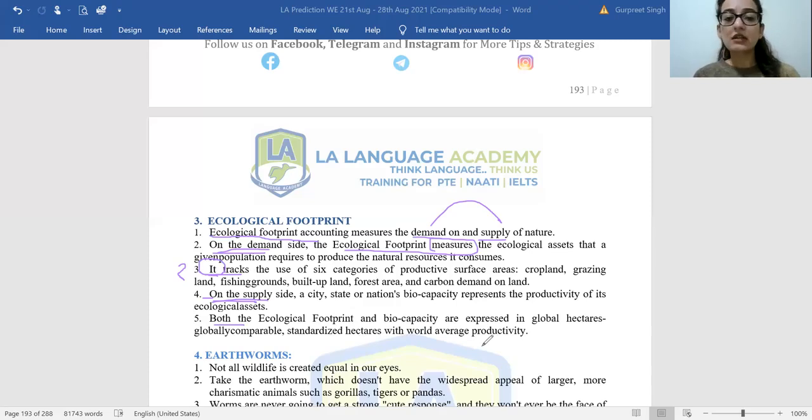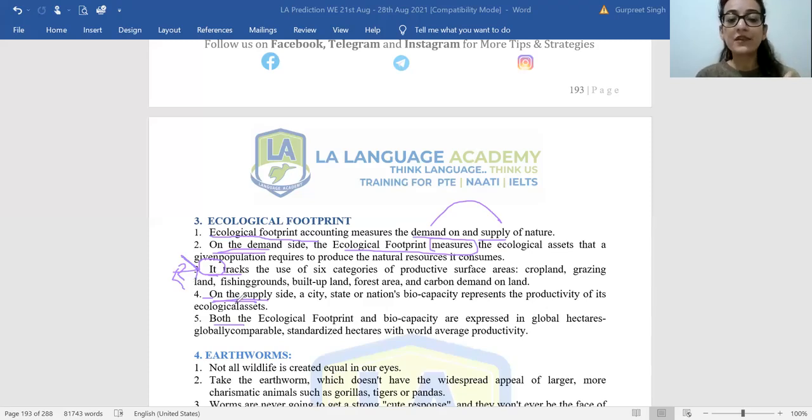One question that can arise in your mind is, how will we know that on demand and on supply side will have this sentence saying it in between? So this is important. Whenever we have pronouns, you have to fit that sentence with a sentence which has something that can be replaced with the pronoun.